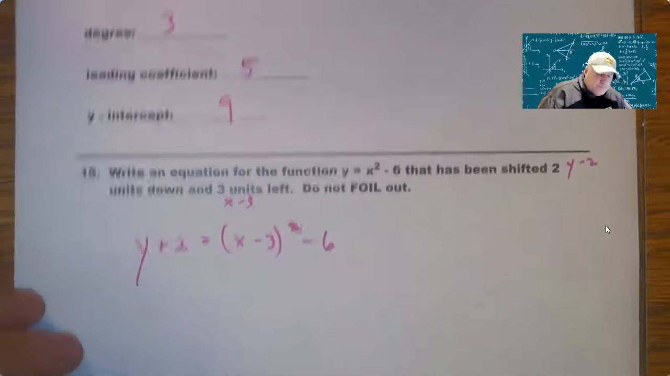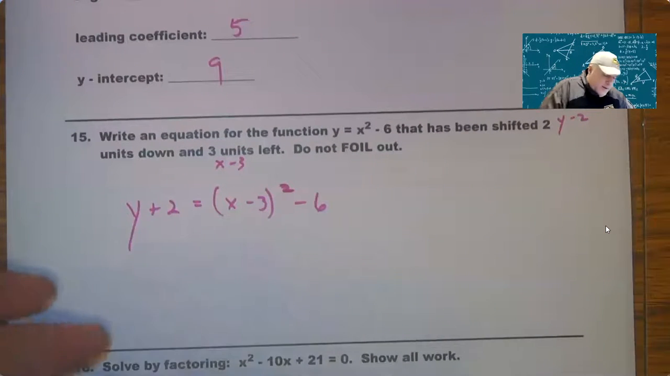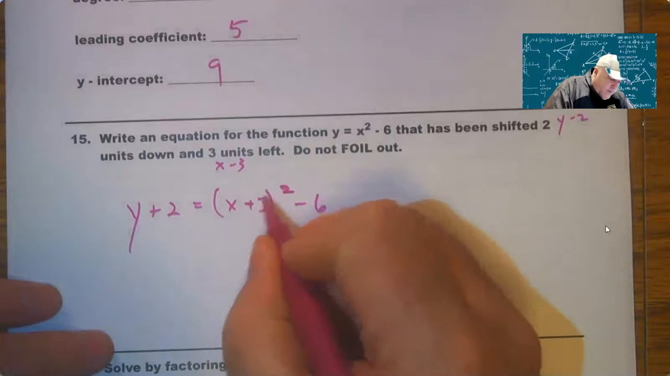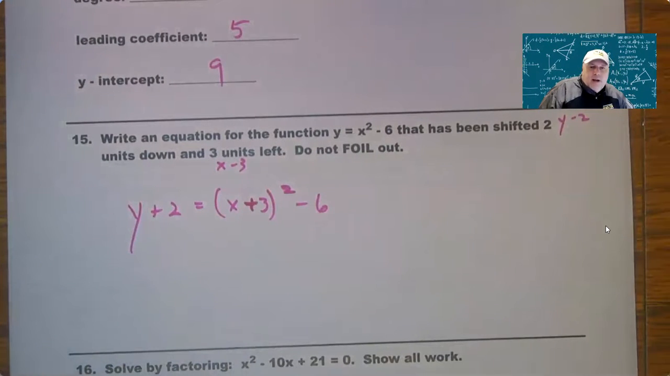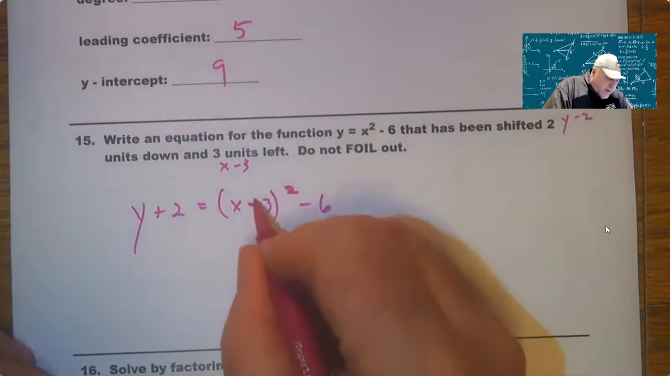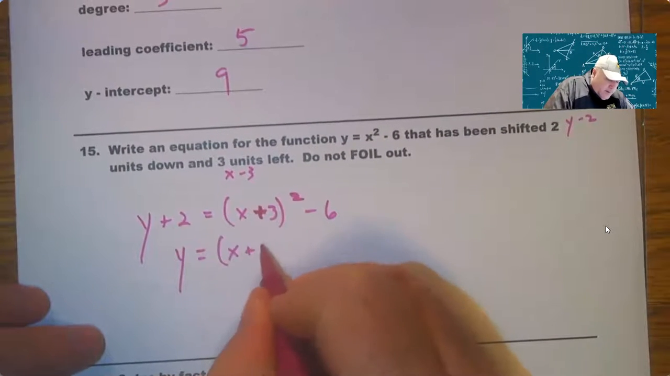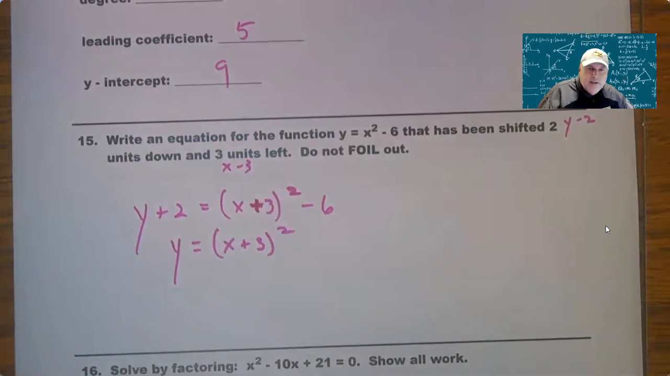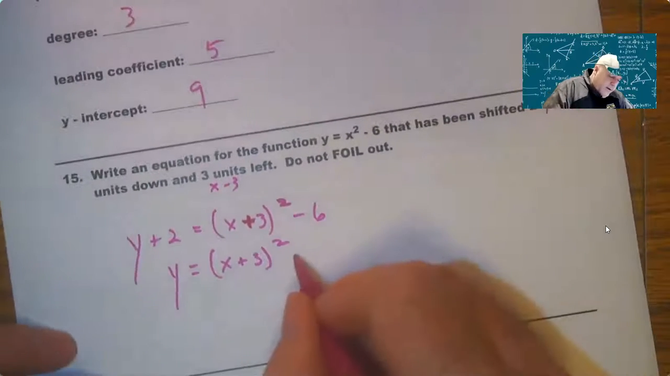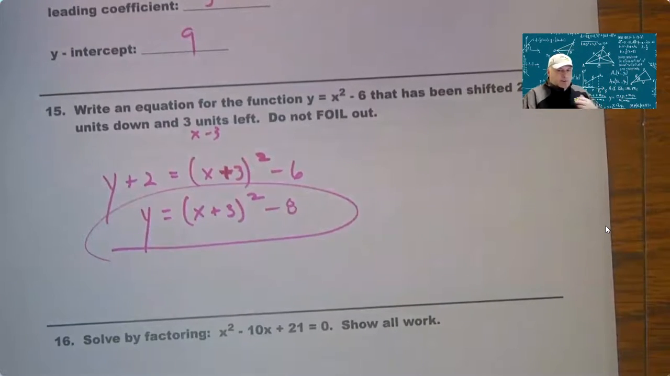Whoops, I'm sorry. 3 units left is x plus 3. We got to put x plus 3 in. And so now solve for y. Don't FOIL this out. Typically, I had you do that. That would be the simplify. After you replace your x, you're supposed to simplify. Don't do that on this. To subtract the 2 over, that would be minus 8. You do need to solve for y every time you substitute in for y.